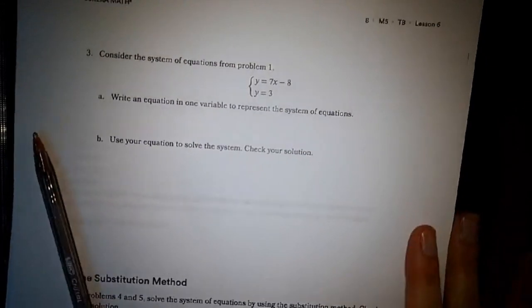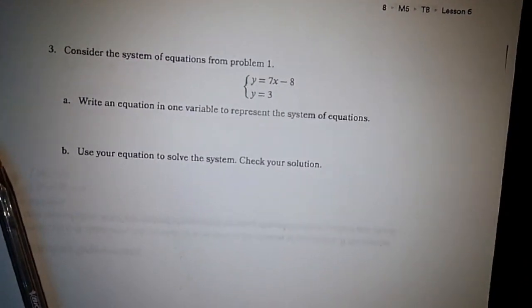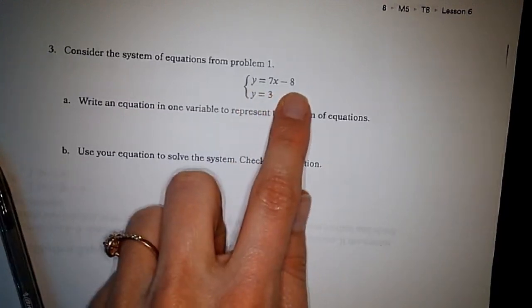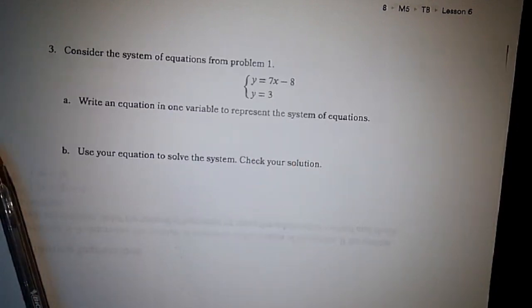What do y'all notice? Yes, ma'am. They're both y equals. That's a good observation. Okay. So are they both y equals big ol' equations? No. One of them has 7x minus 8. The other one has what? 3. So if y equals 7x minus 8 and y equals 3, what could you possibly do to start solving this problem?